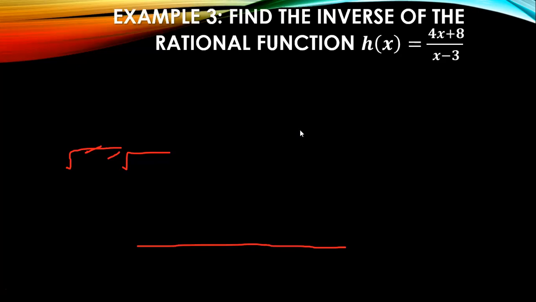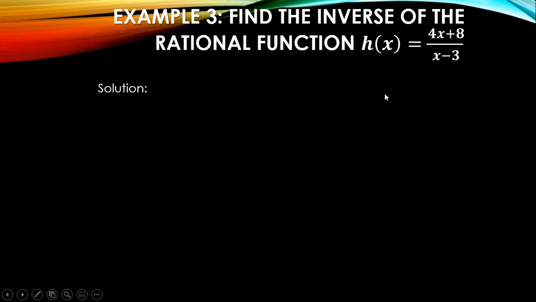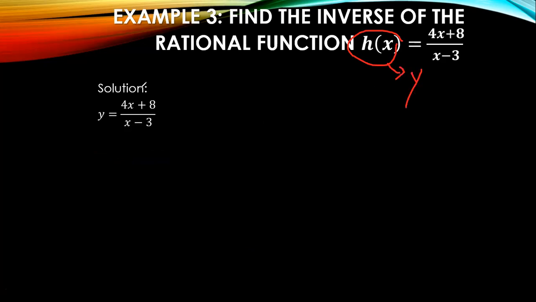So, now, example 3, find the inverse of the rational function h of x is equal to 4x plus 8 over x minus 3. Okay? Solution, palitan si h of x ng y. So, y is equal to 4x plus 8 over x minus 3. Next, pagpalitin natin si x tsaka si y. Yung y magiging x, yung x magiging y. So, mangyari, x is equal to 4y plus 8 over y minus 3.